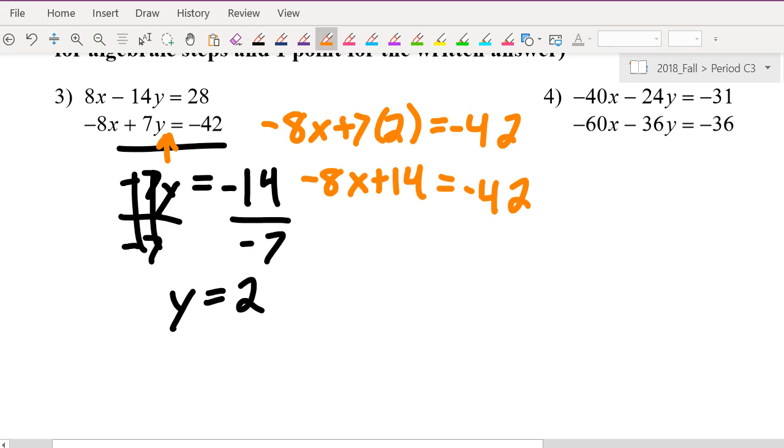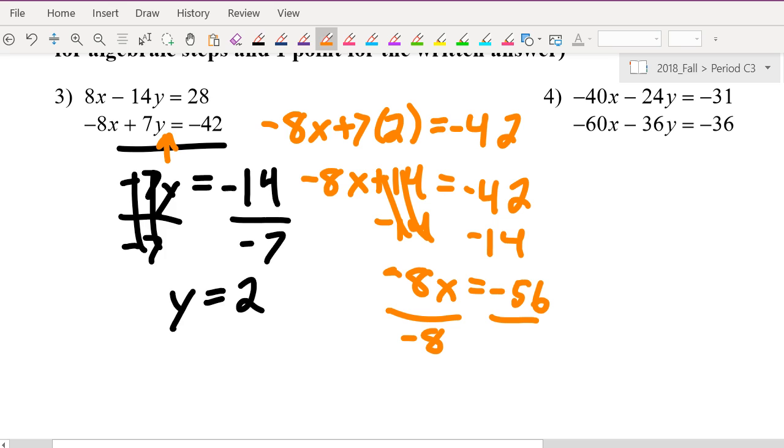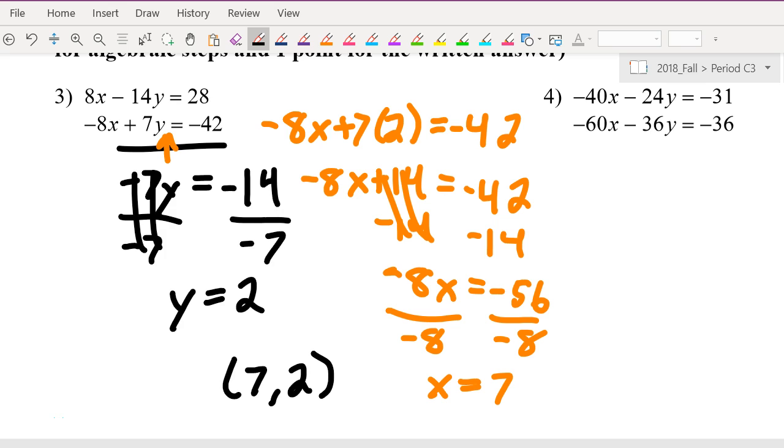So it's a lot of algebra here, right? Okay, negative 8x equals negative 56, divided by negative 8, divided by negative 8. X equals 7. Okay, what's our final answer, young lady? 7 comma 2. Excellent. She did it right. She put the x first. Let's give her a hand. A brave young lady.